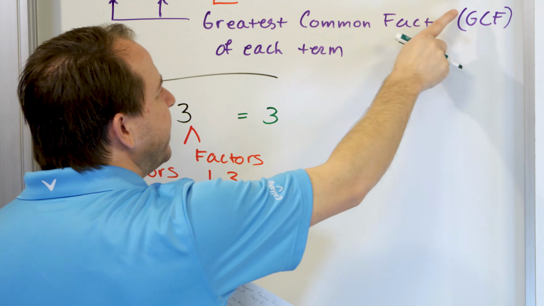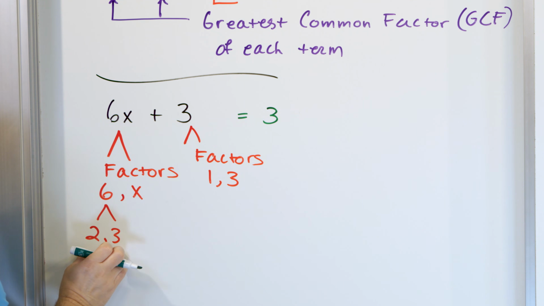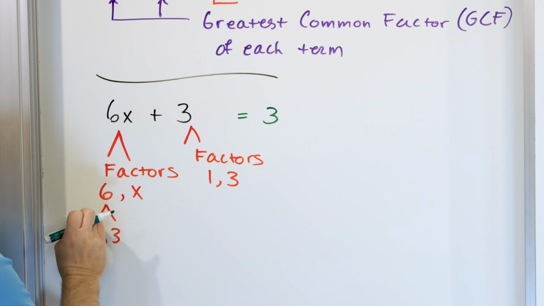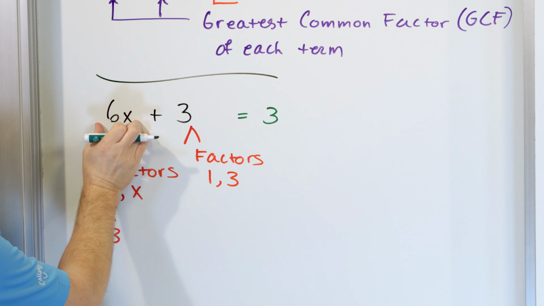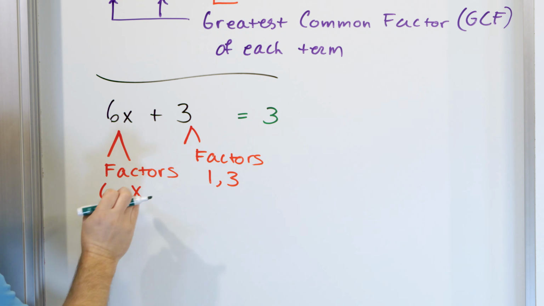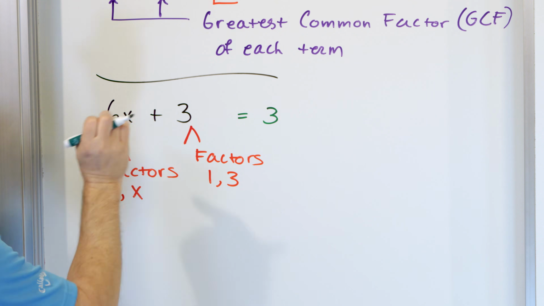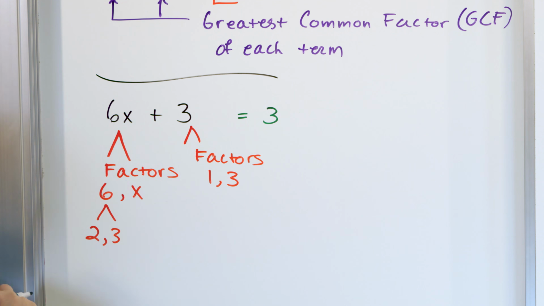It's the greatest common factor, because 3 is present in both of these terms in terms of the factors that make up what is multiplied together to give me these terms. That's what a factor is. It's just whatever's multiplied together to give me this stuff. 3 is the biggest thing common to both of these things.